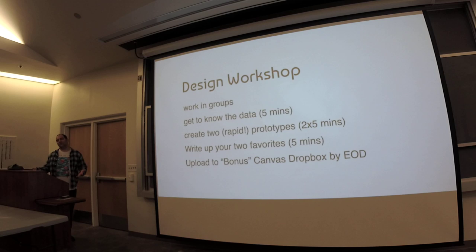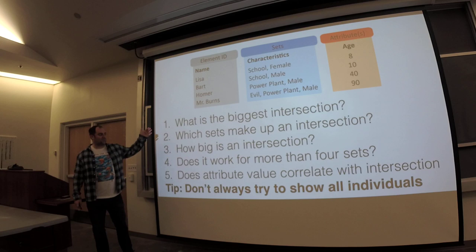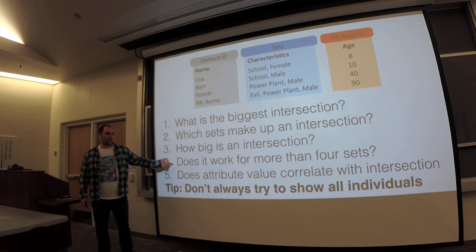I just wanted to give you a couple of hints on questions that you might want to ask. What is the biggest intersection? Which sets make up an intersection? How big is an intersection? Does it work for more than four sets? Do attribute values correlate with intersections? Those are some questions you could ask.